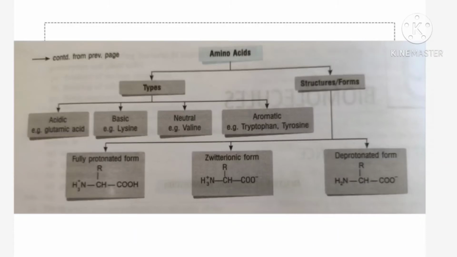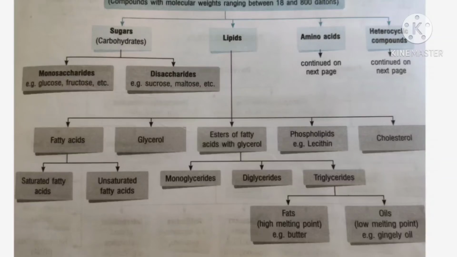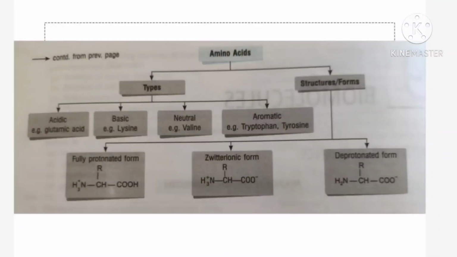So next we are going to discuss amino acids, okay. So we have discussed 2 things already. What were they? One is your sugar, second one is your lipids. Now we are moving on to what? Amino acids. So for amino acids, there are different types. What are the different types of amino acids? One is your acidic amino acid, second is your basic amino acid, third is your neutral amino acid, and fourth is your aromatic amino acid.